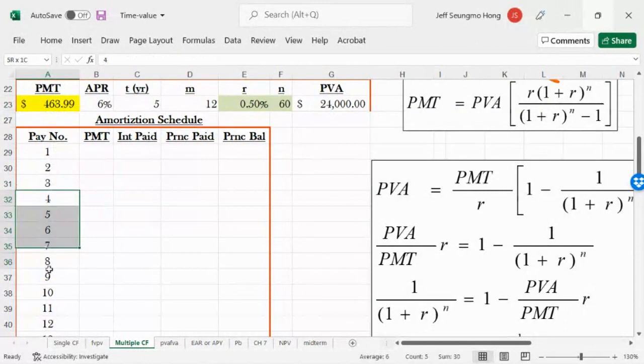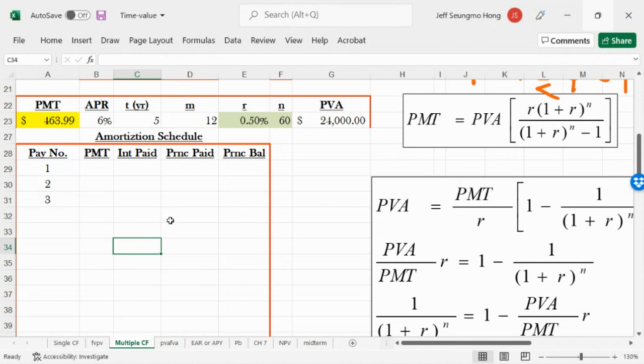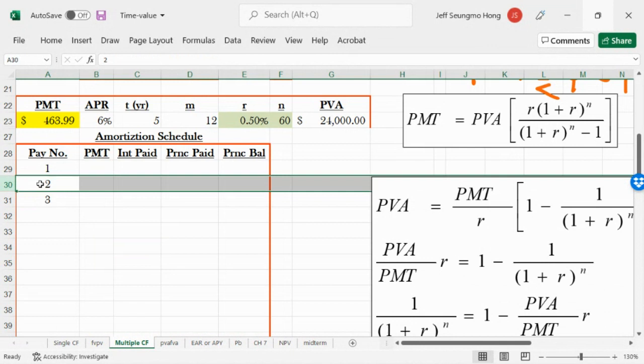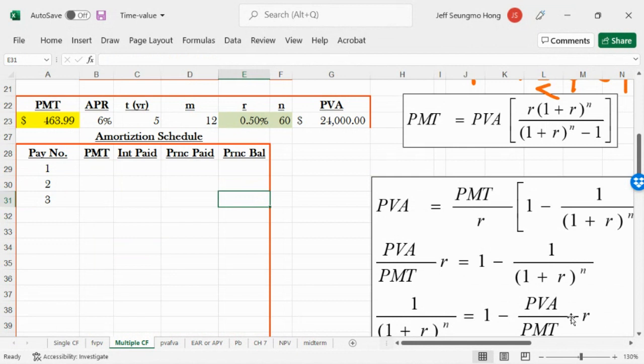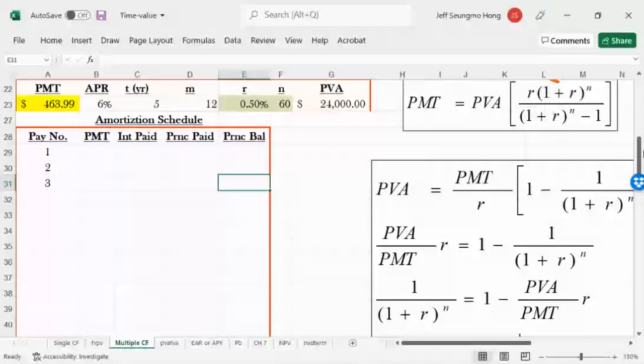So we're going to build an amortization schedule. An amortization schedule shows how your monthly payment breaks down into interest and principal, and then it shows the principal balance. You will see, at the end of each month, what your principal balance will be after making those payments. Our example is a five-year model, so there will be 60 payments because there are 60 months.